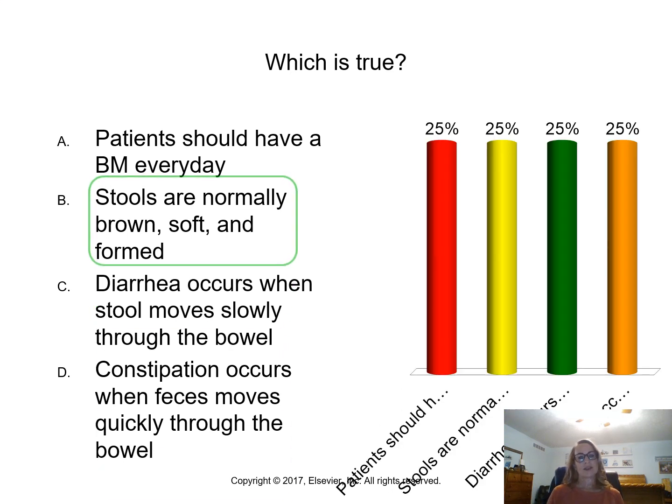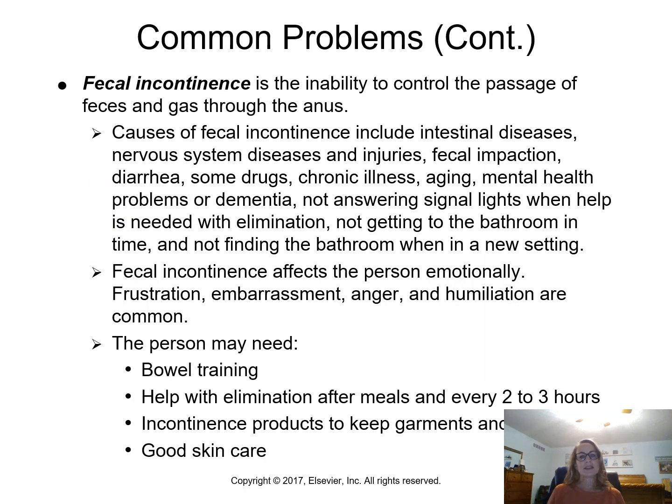So yes, stools are normally brown, soft, and formed. Fecal incontinence is the inability to control the passage of feces and gas through the anus. Causes could be intestinal diseases, nervous system diseases. Fecal impaction can cause this, diarrhea, medications, aging, mental health, etc. So all these can contribute to this.